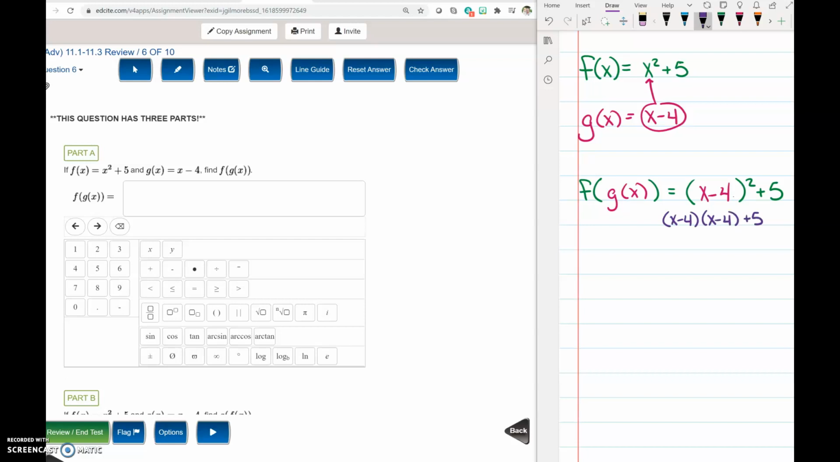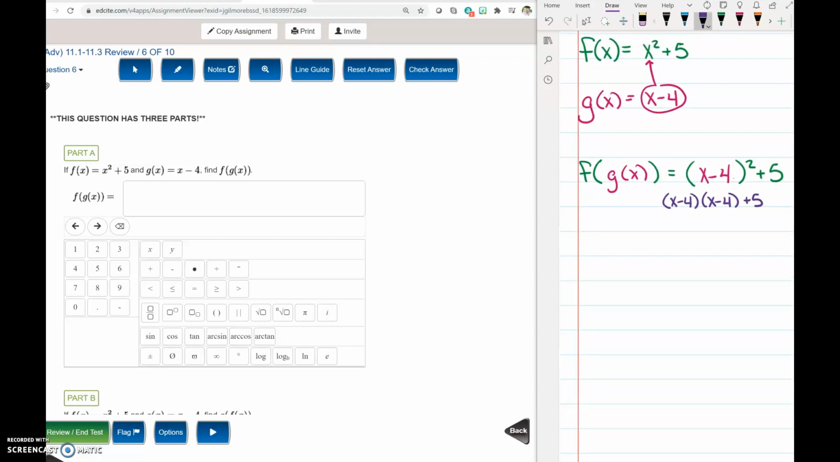This is the biggest missed problem on this test. X minus 4 times x minus 4, if you double distribute, you've got x squared minus 4x minus 4x plus 16, and then we have the plus 5 afterward. Combine your like terms. You've got x squared minus 8x, and 16 plus 5 would be plus 21.